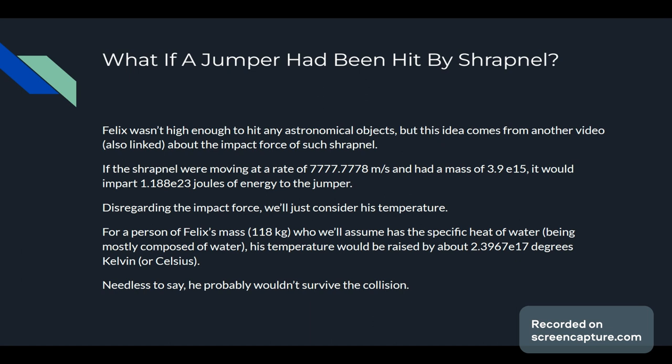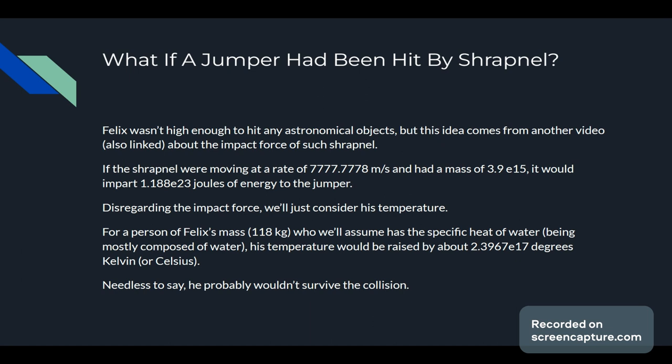If the shrapnel were moving at a rate of 7,777 meters per second and had a mass of 3.9 times 10 raised to 15 kilograms, after a collision it would impart 1.18 times 10 raised to 23 joules of energy to the jumper.